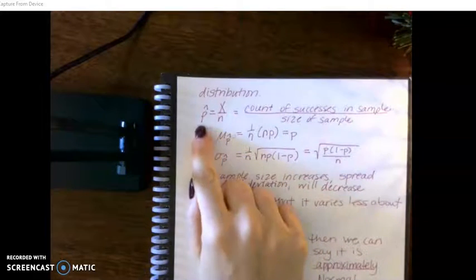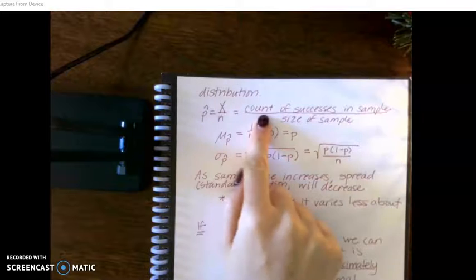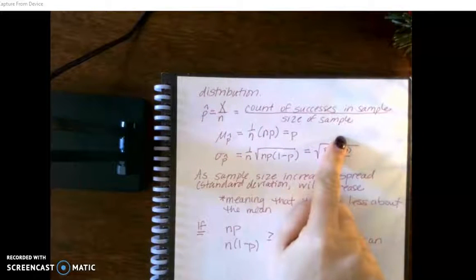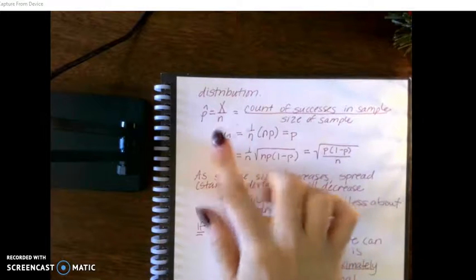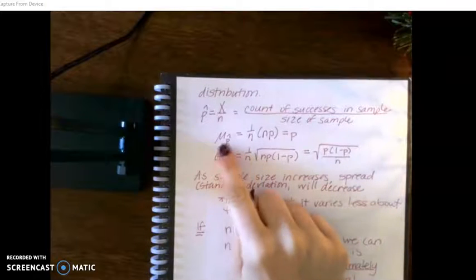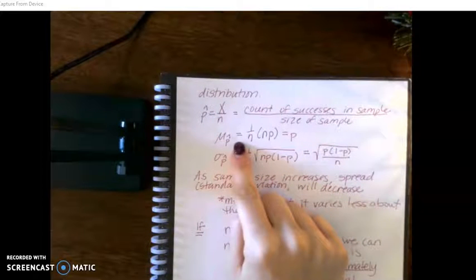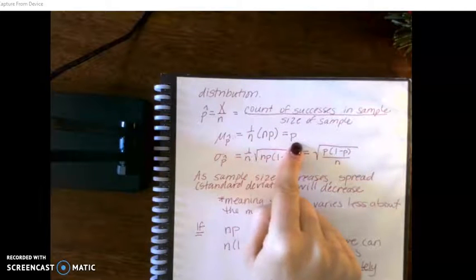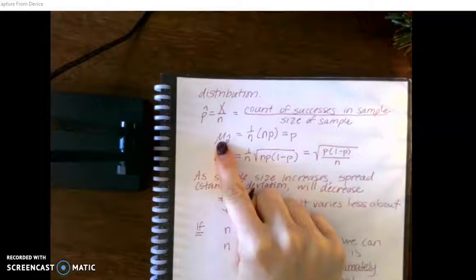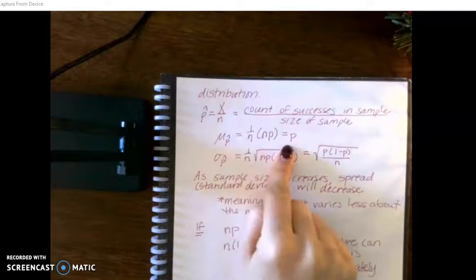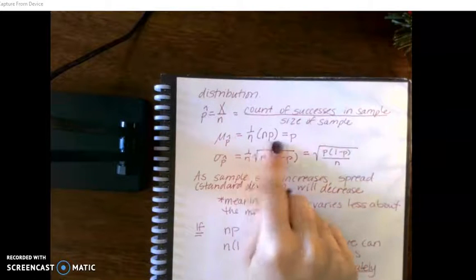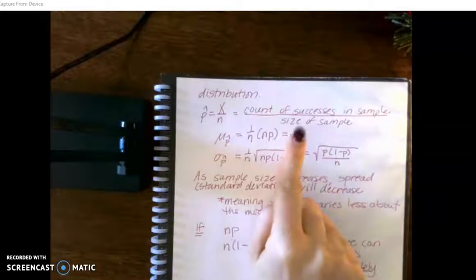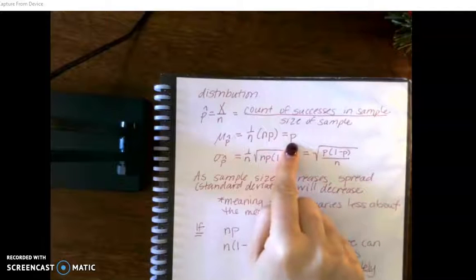And we're going to use that p hat is equal to x, which is the count of successes in a sample, divided by n, the size of the sample, okay? And so if this is the case, then we can say that mu sub p hat is equal to 1 over n times np equals p, okay? So the mean, the mu sub p hat, is just going to be equal to p. So we can skip this step because the n's cancel out. So mu sub p hat is just going to equal the proportion of the population that we're looking at.